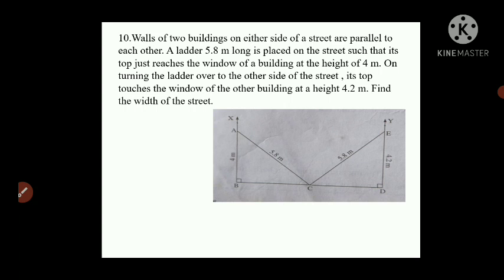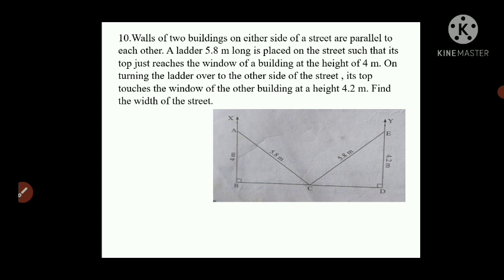Walls of two buildings on either side of a street are parallel to each other. A ladder 5.8 meter long is placed on the street such that its top reaches the window of the first building at a height of 4 meter, and on turning the ladder over the other side of the street, its top reaches the window of the other building at a height of 4.2 meter. Now you have to find the width of the street.